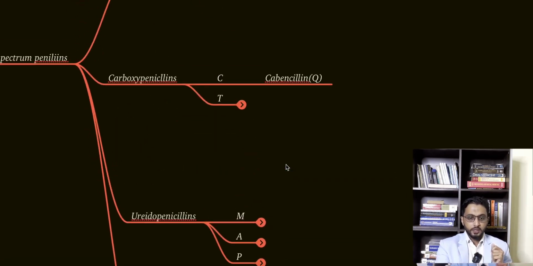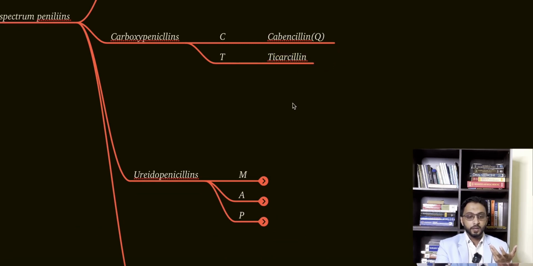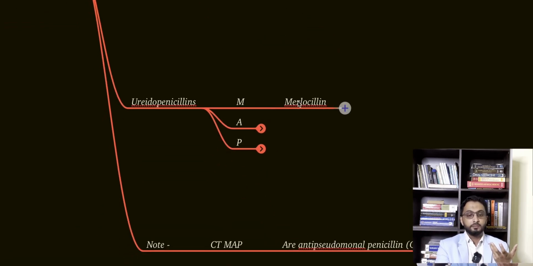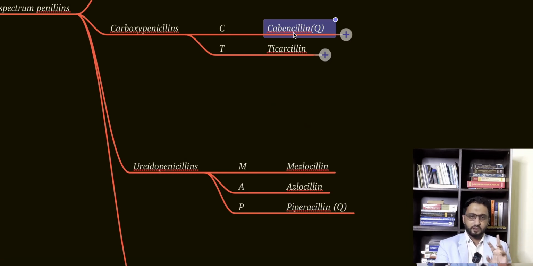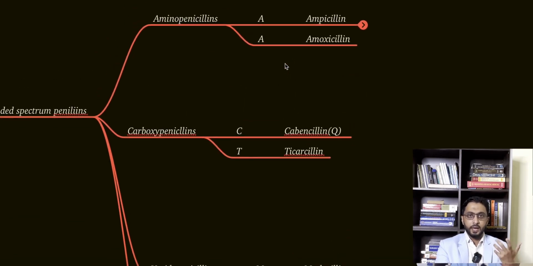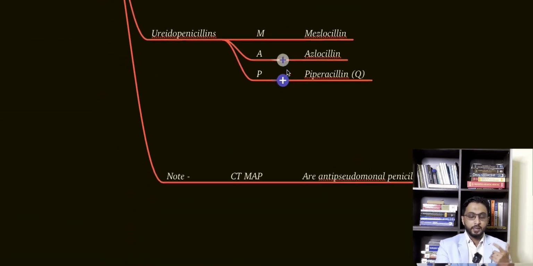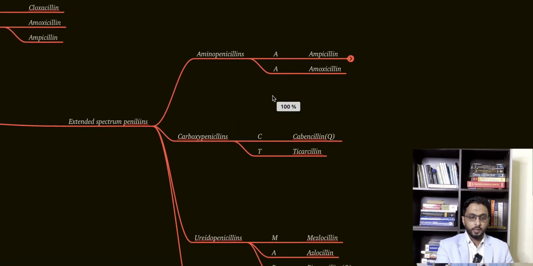So CT map is carbenicillin, ticarcillin. Carbenicillin has been a question. And map: mezlocillin, azlocillin, piperacillin. Piperacillin has been a question, carbenicillin has been a question. For the rest there have not been questions, but it is good to know. Just remember ACT, CT map. AA has no pseudomonal activity, but the CT map is very important, the anti-pseudomonal penicillins.